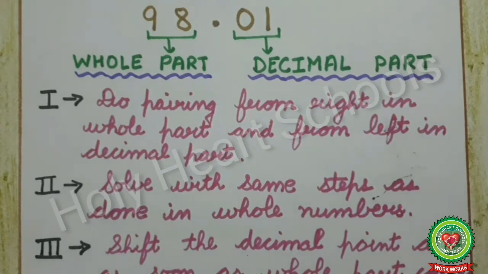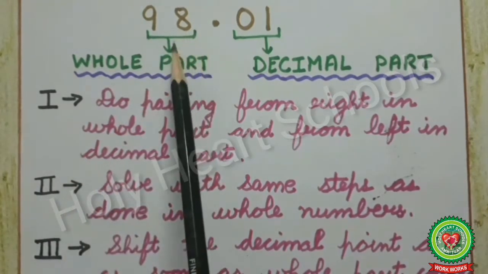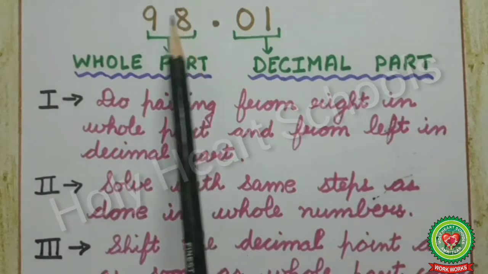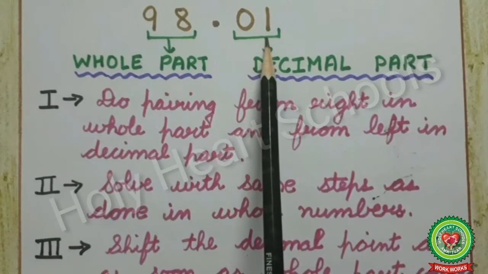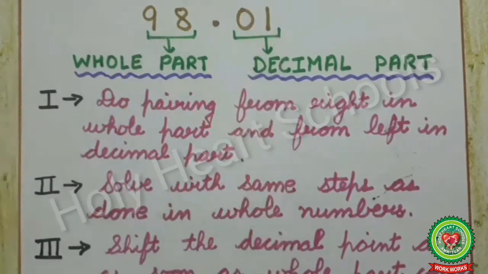As we have done in video 1, first step is pairing, but in decimal numbers pairing is of two types. Here do pairing from right in whole part and from left in decimal part. In decimal numbers we do pairing before decimal from right like this 8, 9 first pair, and after decimal we do pairing from left like this 0, 1.